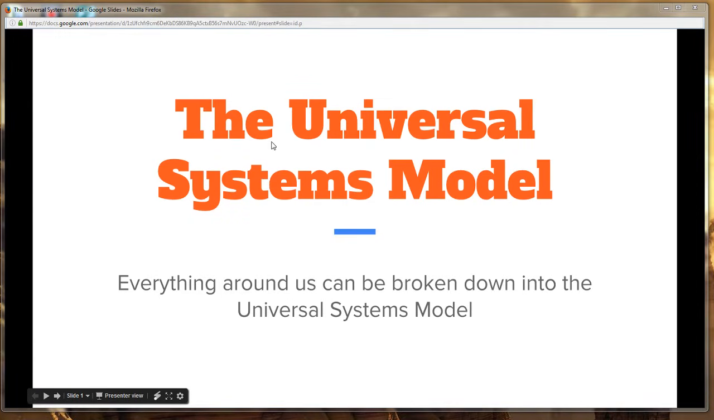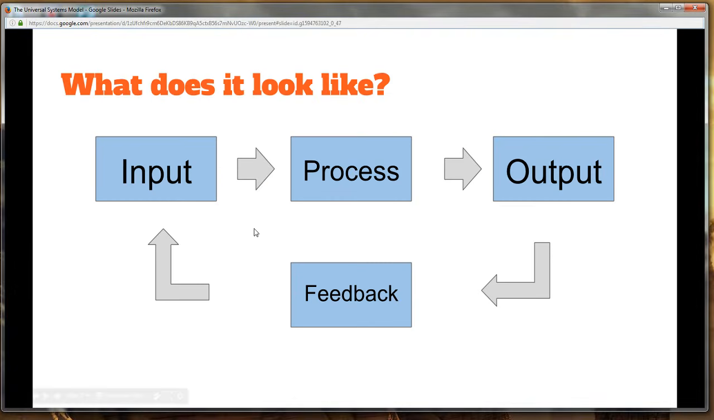The universal systems model. Everything around us can be broken down into something called the universal systems model. Well, what does it look like? There are four main components to the universal systems model, and those include input, process, output, and feedback. Those are the four main components of the universal systems model.